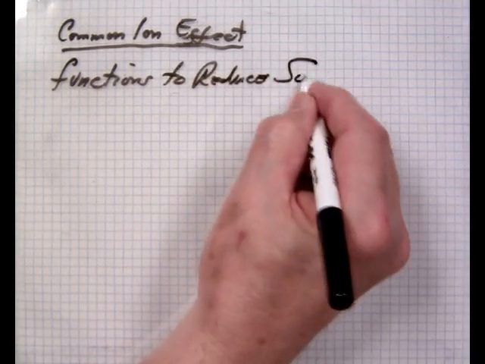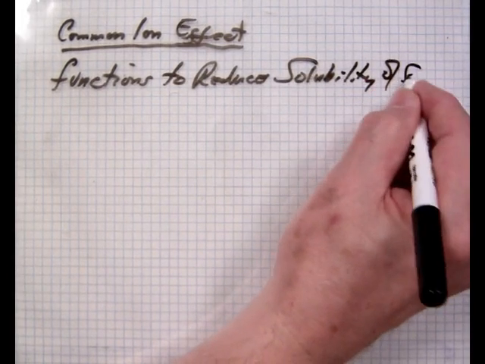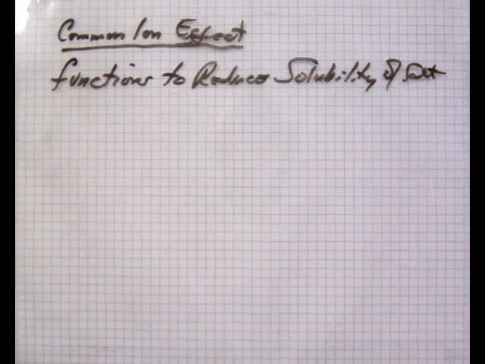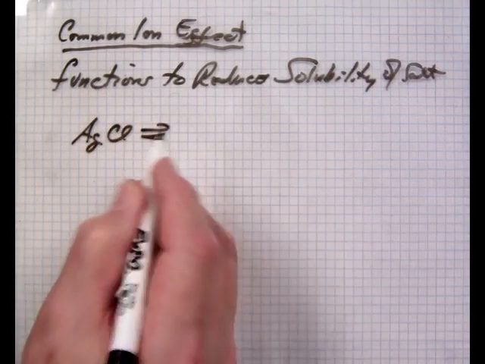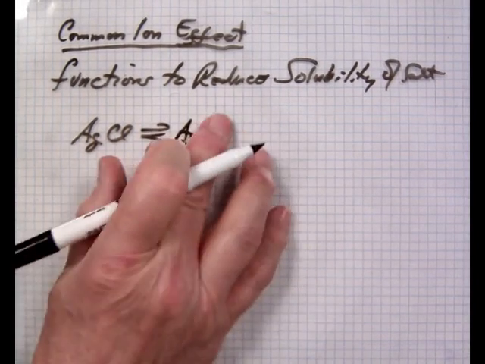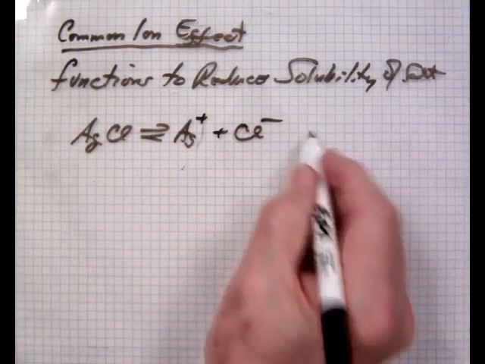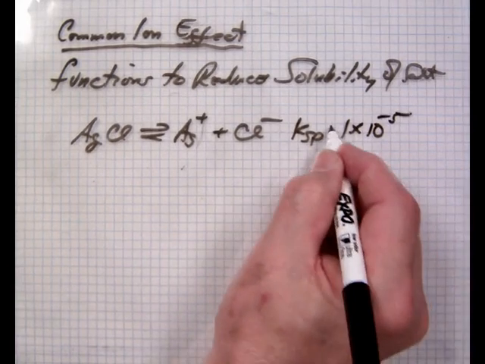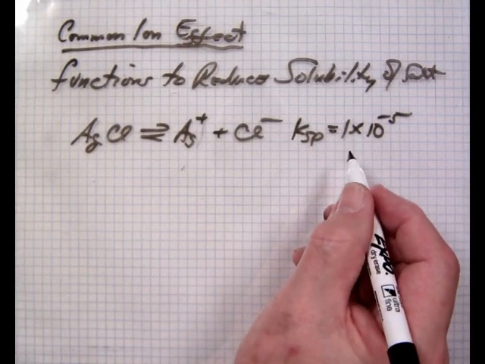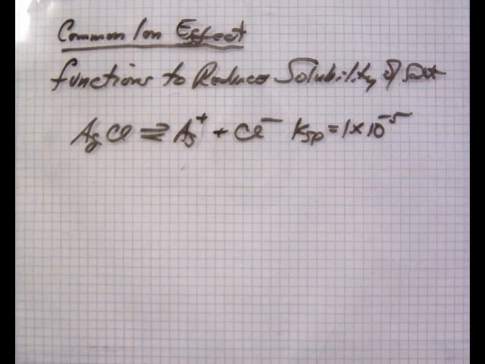All right, so functions again, I'll put that down. Extent of reaction, I'm just going to put solubility of the salt. So if we're given silver chloride as an example, Ag plus, Cl minus, and KSP is, I'm going to say 1 times 10 to the minus 5. Now, this is going to be confusing. I'm doing this to simplify the math. The KSP for silver chloride is actually 1.8 times 10 to the minus 5.